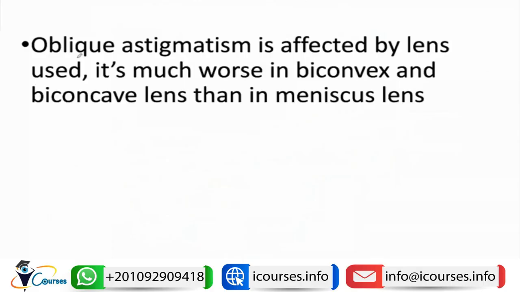As we mentioned, oblique astigmatism as well as other kinds of aberrations are more common with biconvex and biconcave lenses. These are used as lenses for vision, or for photography, or for ophthalmology, or any kind of lens that needs high quality. But rather, we use the meniscus type of lenses.